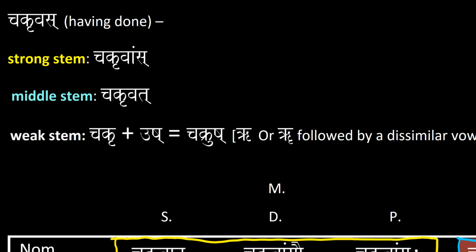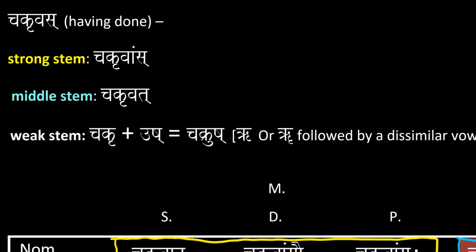Now that we have introduced ourselves to nouns and adjectives that have three stems, we will do an example on how to decline an adjective with three stems. So the one that we're going to focus on today is chakrivas, which means having done.